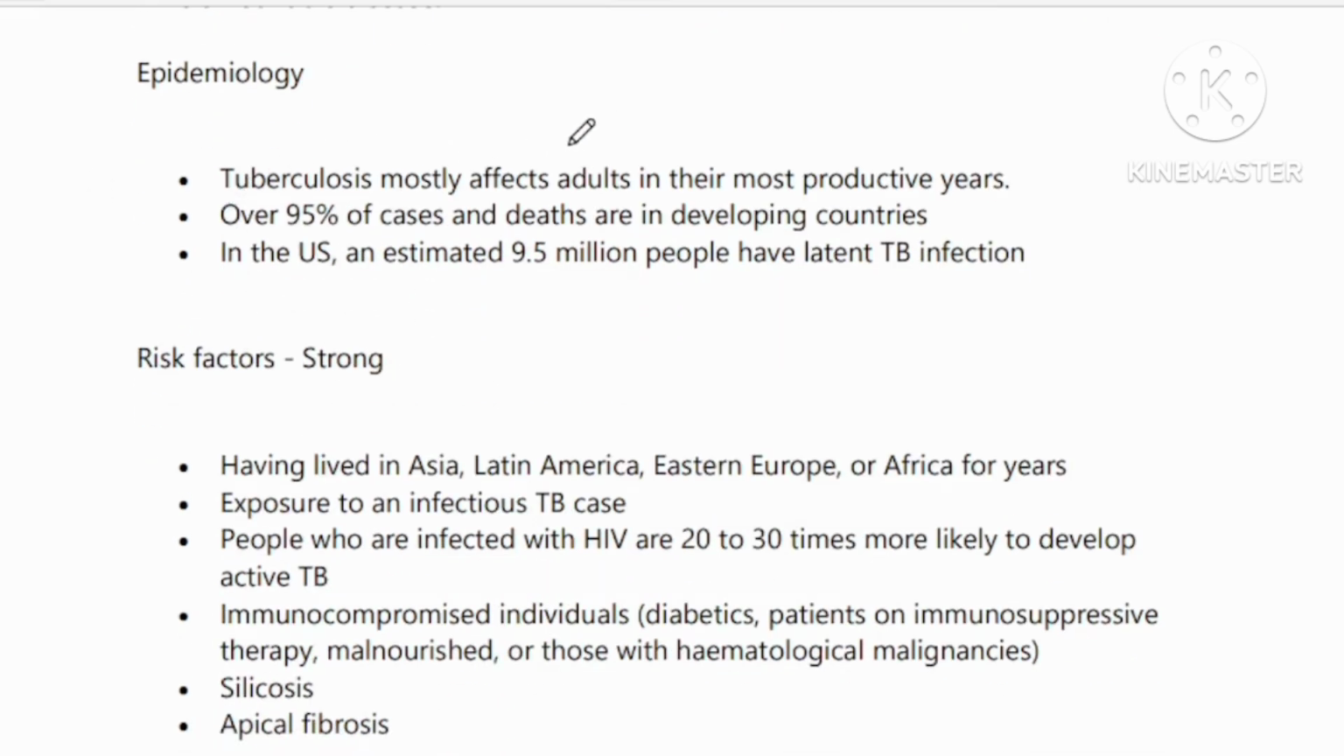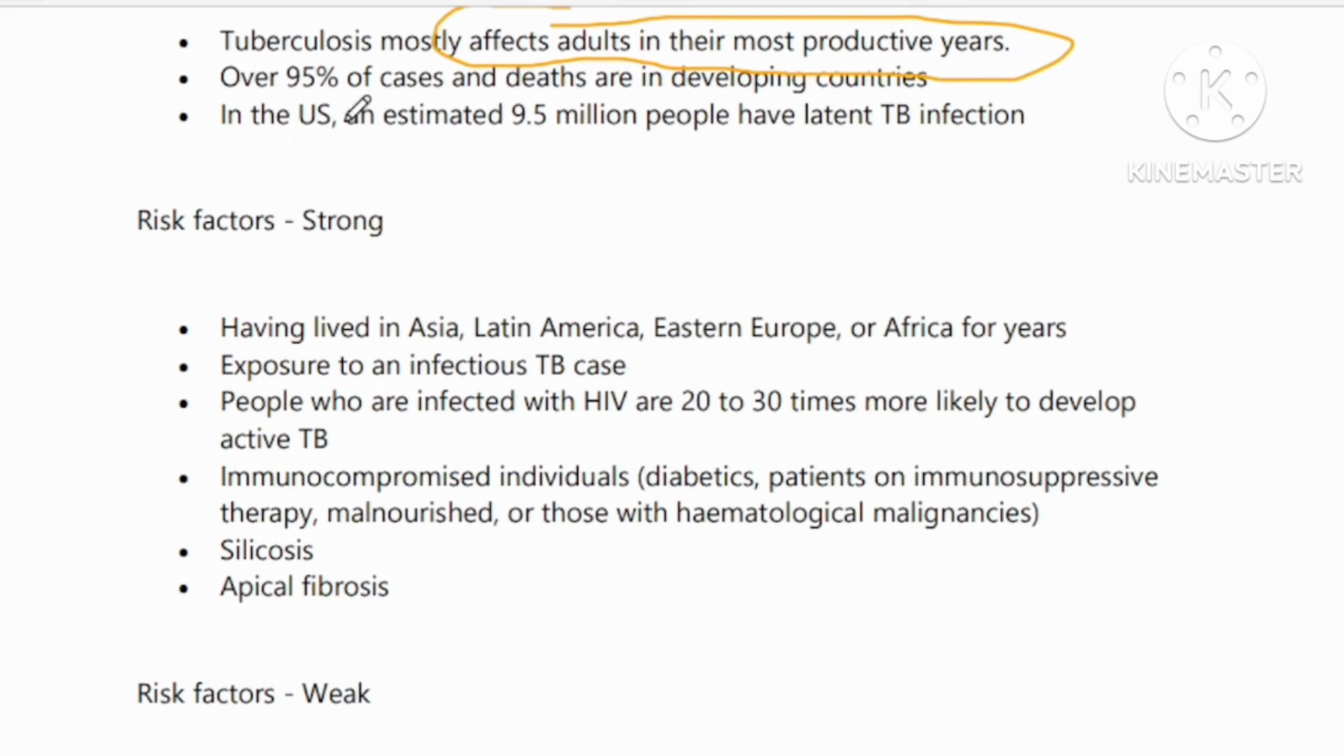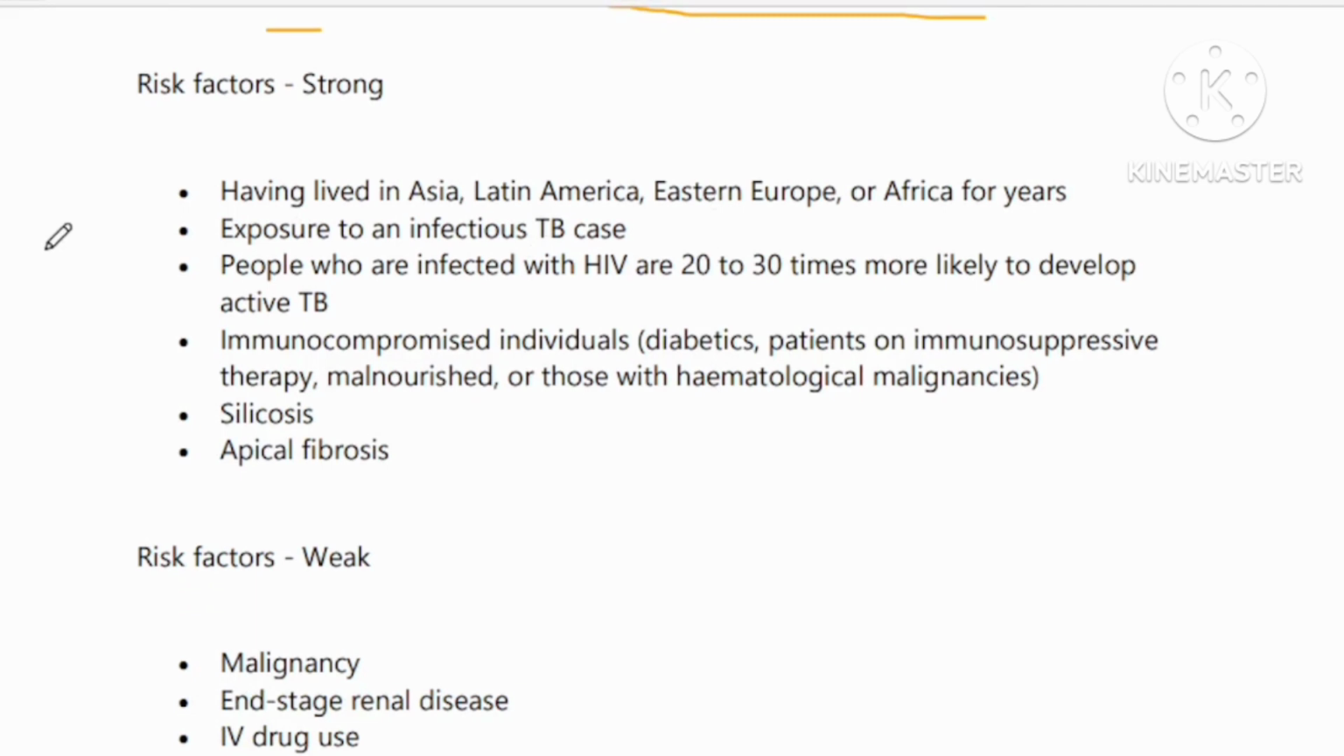Tuberculosis affects adults in most of their productive years. Over 95% of cases and deaths are in developing countries. In the US, an estimated 9.5 million people have a latent TB infection. Risk factors: some are strong and some are weak.